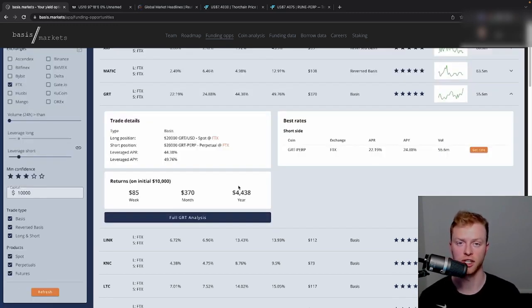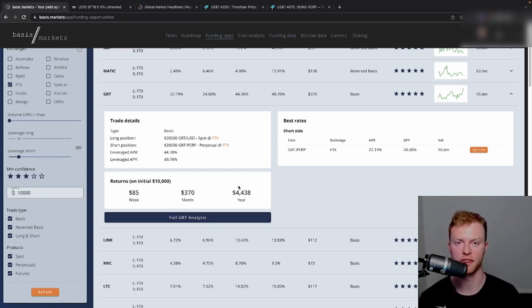The first trade that I'm looking at executing is GRT on FTX. So we're looking at a basis trade. So this is a traditional basis trade where you've got the spot price trading below the perpetual price. So the perpetual futures contract is trading at a premium to the spot price. And now we're going to look to take advantage of that positive funding rate that exists when the spot is trading below the perpetual contract.